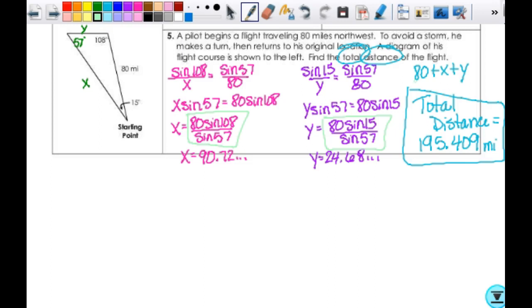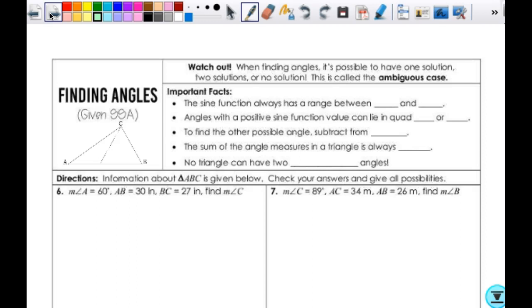Okay. So let's flip it over on the back. So then it says, watch out, when finding angles, it's possible to have one solution, 2 solutions, or no solution, okay? So when finding angles with the law of sines, it's possible to have one solution, 2 solutions, or no solutions. So this is the ambiguous case. This is why angle side side does not work when you're talking about congruent triangles, okay?